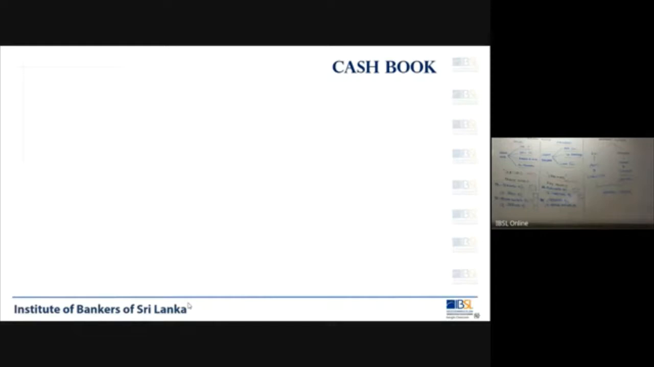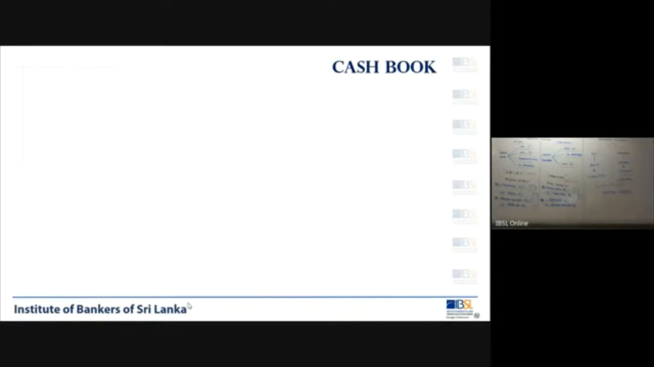Now we are going to look at the most important day book in your business. That is the cash book. Cash book is the very important and primary book that you enter transactions. Why? The business is going to run with the cash that you have, right? So cash will come in, cash will go out. That is what the business is all about. So cash book is the most important prime entry book that you have, where all transactions relating to your cash is entered in this book.